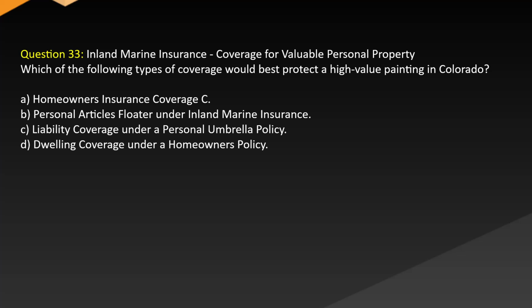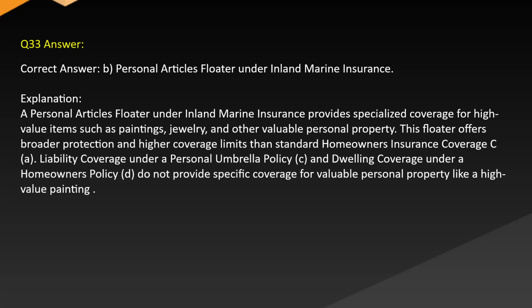A. Homeowners insurance coverage C. B. Personal articles floater under inland marine insurance. C. Liability coverage under a personal umbrella policy. D. Dwelling coverage under homeowners policy. Correct answer: B. Personal articles floater under inland marine insurance.